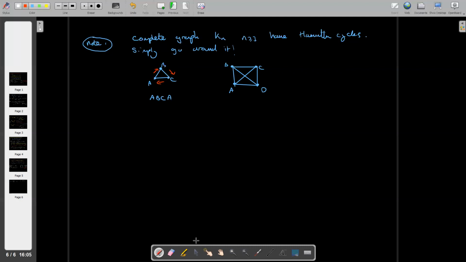And now for something a little trickier, though not much: we've got A, B, C, D, A. So we go up here, along there, along there, just going around the outside. It's simple to imagine that for higher cases, that's always going to be the case. You can always just go around the outside because it's complete. Every vertex is connected to every other vertex.